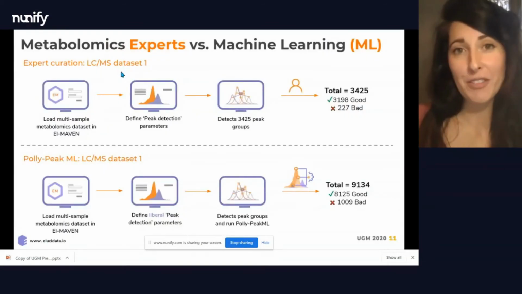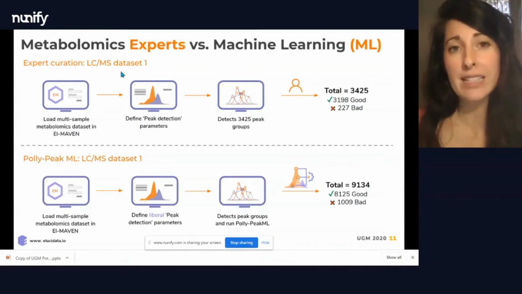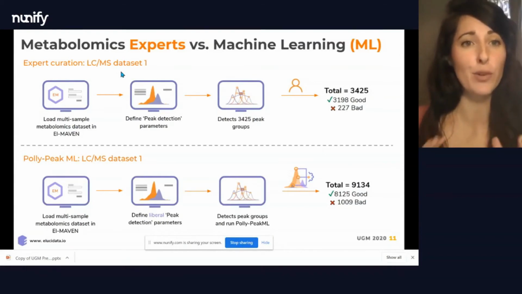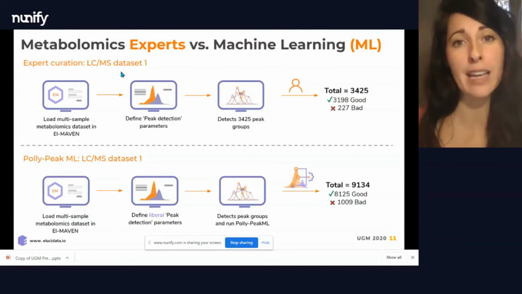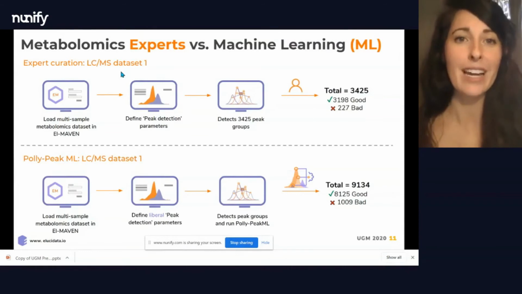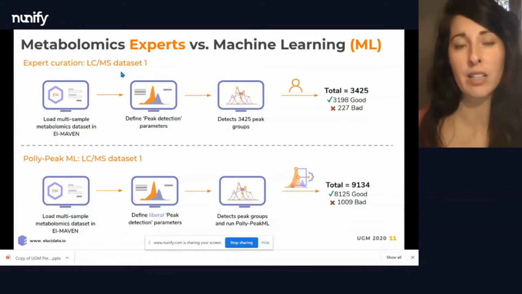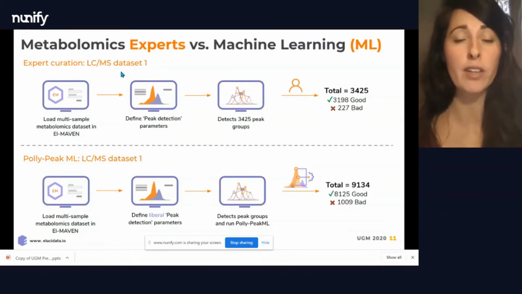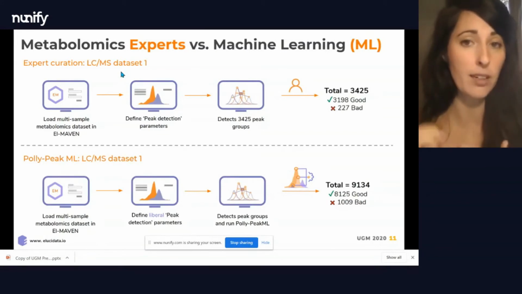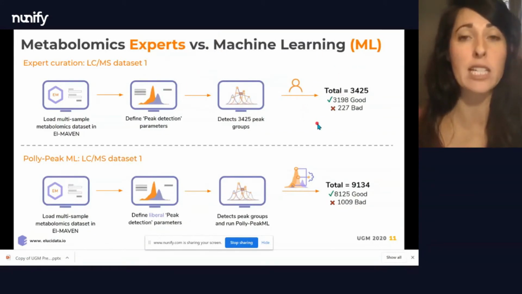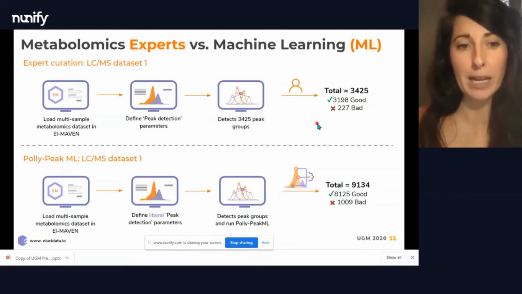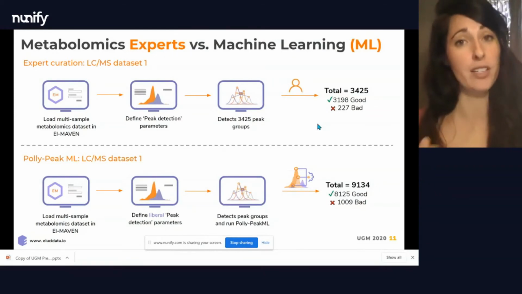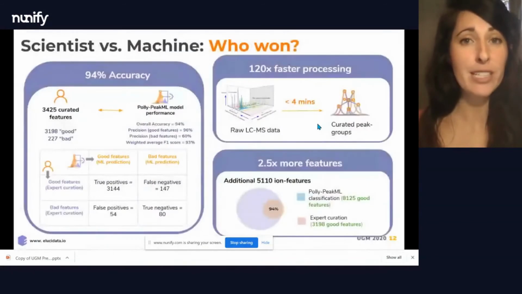So now that we have the model and it's trained, the next thing was to validate it. To do that, we did a human versus machine head-to-head comparison. And the expert chosen, which was loosely defined, was me. I went up against PeakML, and we wanted to see how we performed. So the same data set was loaded into LMaven. The peaks, the features were detected, and then I manually went through approximately 3,500 peaks to choose whether each was good or bad. And we compared that to what PeakML did, and the results are here.